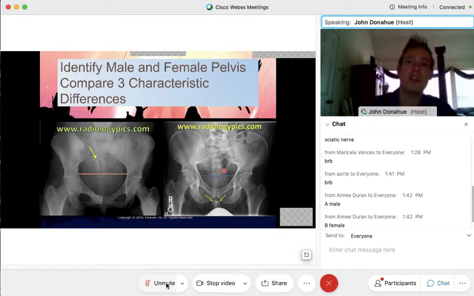But you can really see the difference between the pelvic brim here, guys. You see that? Look how wide the female is. Look how narrow the male is. Look at the angle down here by the pubic symphysis. See how wide it is versus how narrow it is on the male. And then once again, that inlet, not as easy to see, but there is a distinct difference there as well.